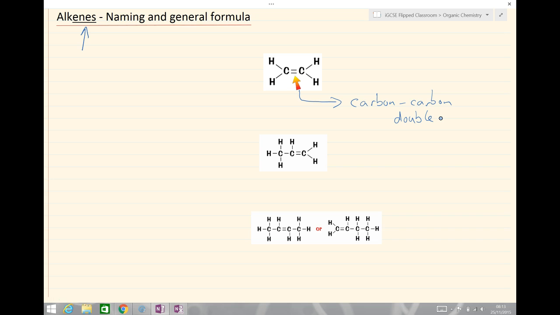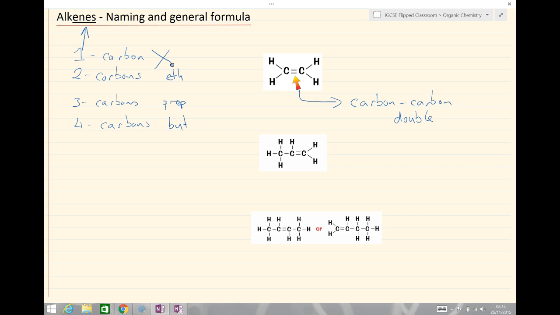How we name them is exactly the same. So if we have 2 carbons, then it's eth. If we have 3 carbons, well, we've got prop. If we've got 4 carbons, we have but again. Notice there is no 1 carbon, because in order to have an alkene, we have to have a carbon-to-carbon double bond, and meth, well, there's not enough carbons. So let's look at naming these 3 examples we've got here.